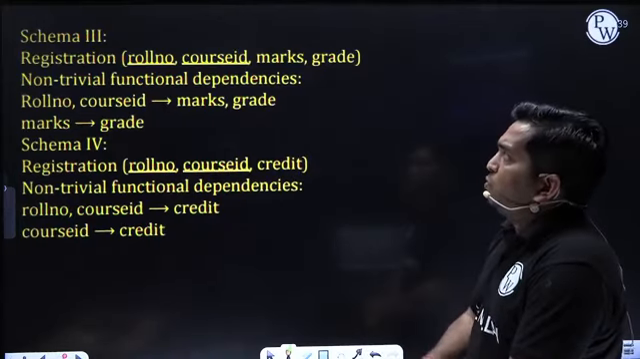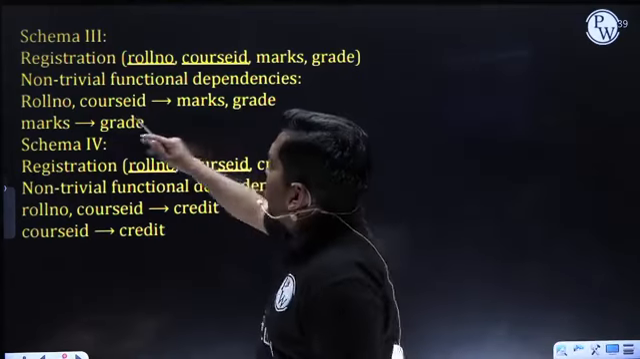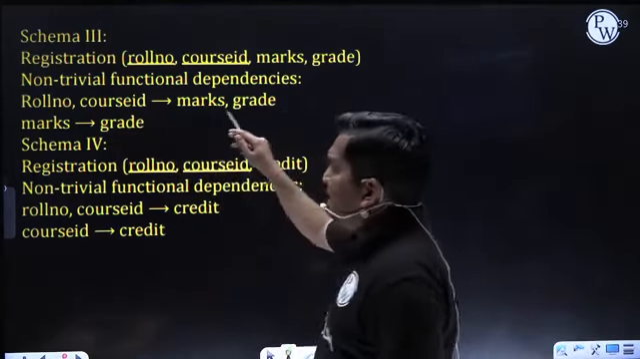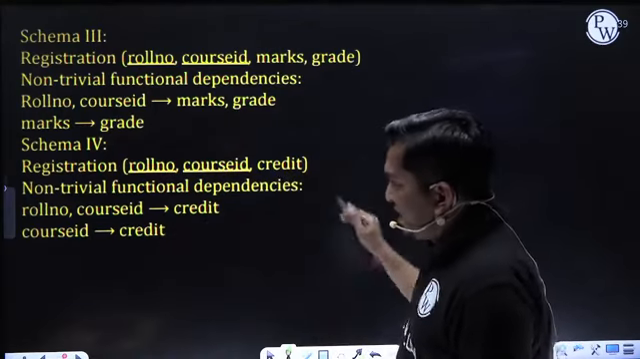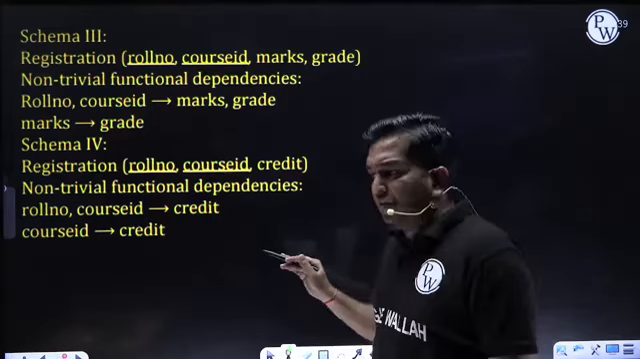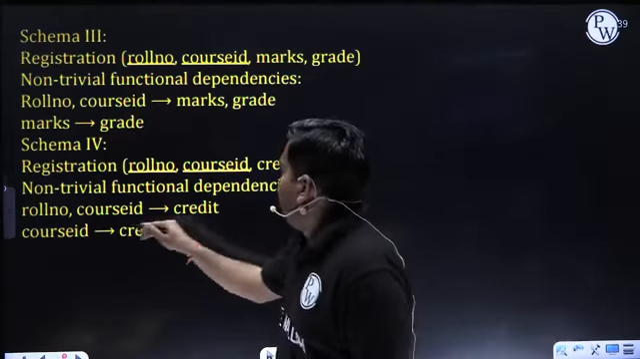Now schema third is Course: roll number, course ID, marks and grade. The non-trivial FDs given are: roll number, course ID to marks and grade, and marks to grade. Schema 4 has roll number, course ID and credit, and the non-trivial FDs given are: roll number, course ID to credit, and course ID to credit.